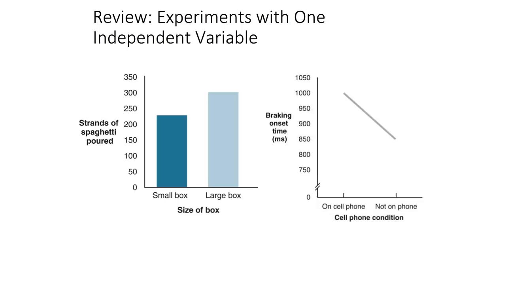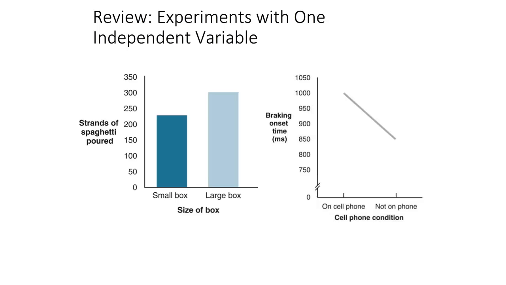So we're saying here we would probably have a hypothesis that we would pour more spaghetti from a large box than from a small box, which is exactly what we're looking at. This is a main effect of the size of the spaghetti box on the strands of spaghetti poured. Simple, straightforward, the size of the box will affect the strands of spaghetti that you can pour.